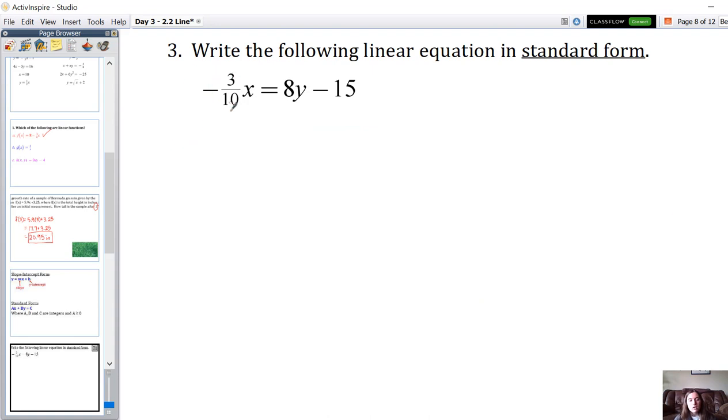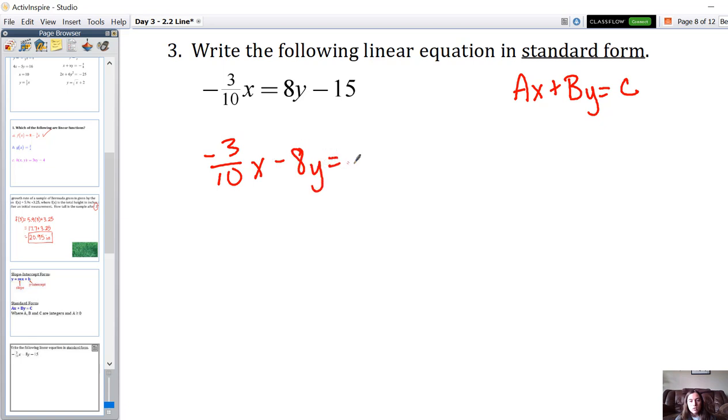Here we've got negative 3 over 10x equals 8y minus 15. Remember, standard form is ax plus by equals c, which means we need the x term and the y term to be on the left and the constant to be on the right. So what I'm going to do first is subtract 8y to get it to the other side. That way my constant's by itself, x and y are on the same side. So now we've got negative 3 over 10x minus 8y equals negative 15.